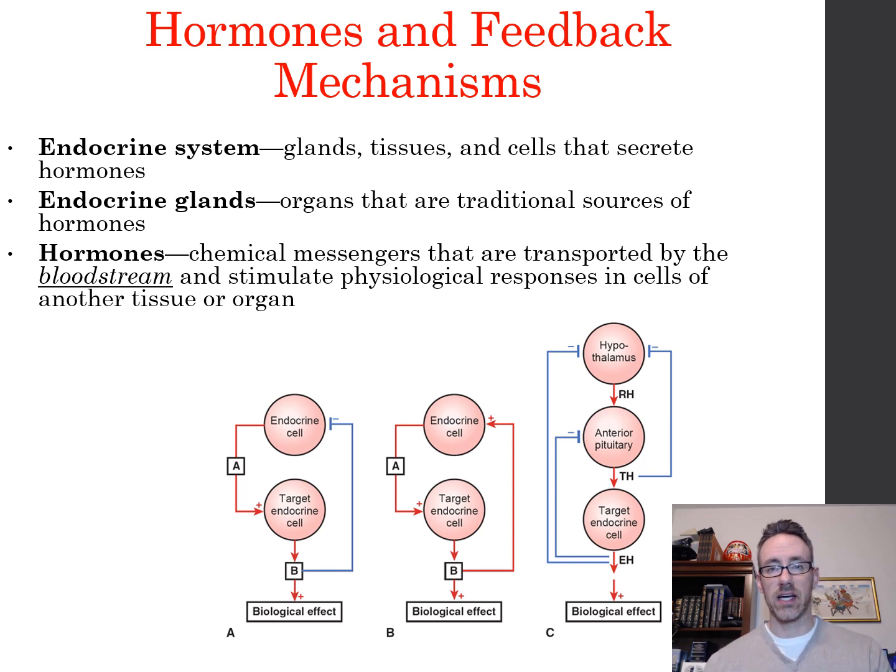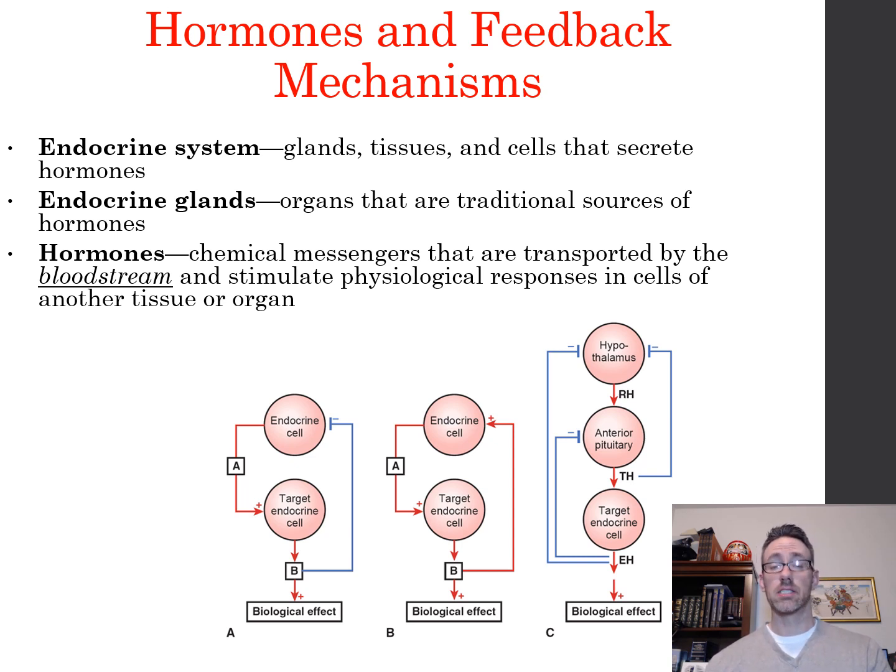And that's a classic negative feedback, which is what you'd see in most cases in the body. However, we do also have what we call positive feedback. So what you see here is the endocrine cell releases this hormone or this mediator here, A, into the bloodstream, goes to the target cell.